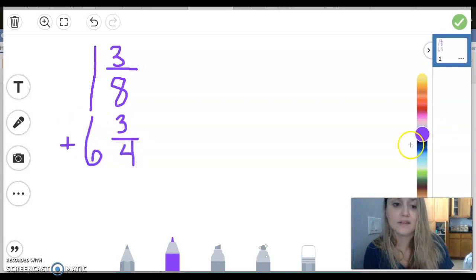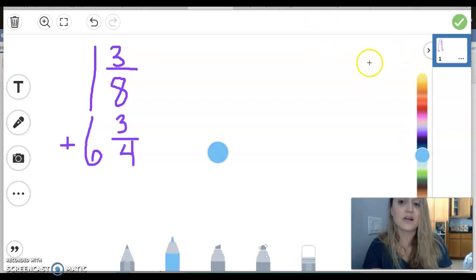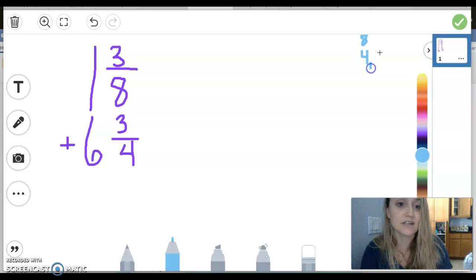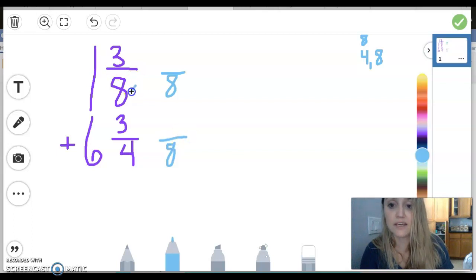Okay. Now at this point too, you do not have to necessarily do all of this to find your least common multiple. Okay. If you can look at these two numbers and go, oh, I know it's going to be 8, then totally go for it. So whatever you do on the bottom, you must do on the top.